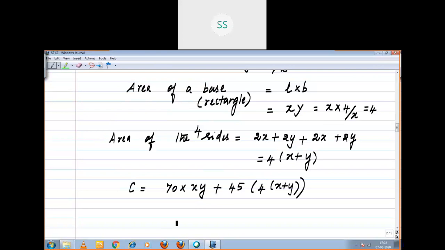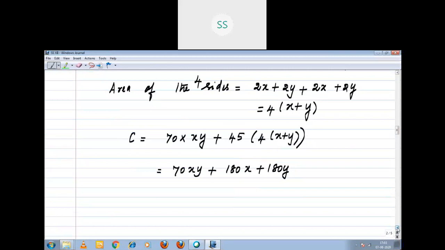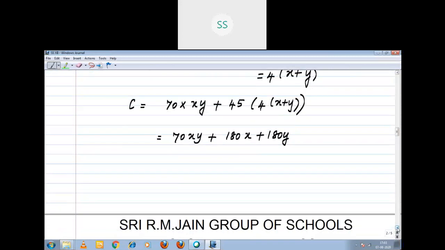Now we are going to simplify. It is equal to 70xy plus 45 into 4, that is 180x plus 180y. Now we are going to substitute the value of y as 4 by x, because two variables are there, you are going to convert into a single variable. Then only the differentiation is easy for that purpose. Right?